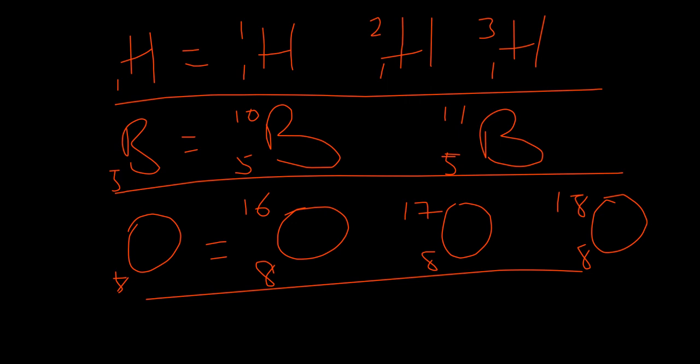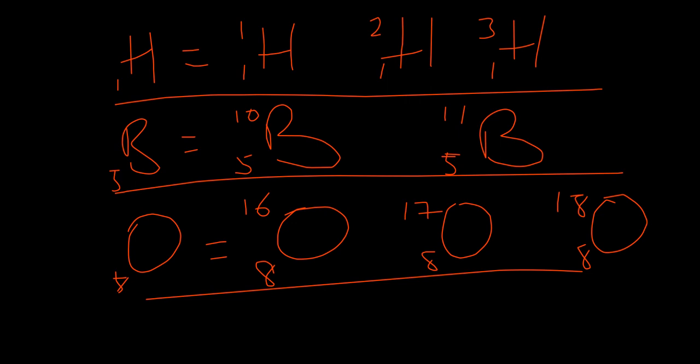If you are asked to define what they are, isotopes are simply atoms coming from the same element with the same atomic numbers or proton numbers. Remember, atomic numbers are the same as proton numbers, but different mass numbers. Their mass numbers are different, and that is as a result of the difference in their neutron numbers. That's what isotopes are. It's as simple as that.